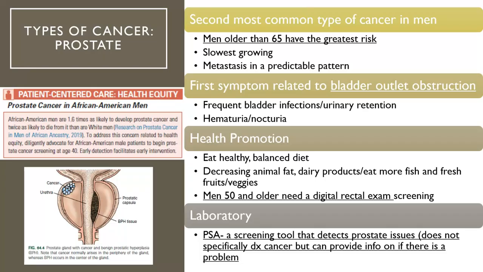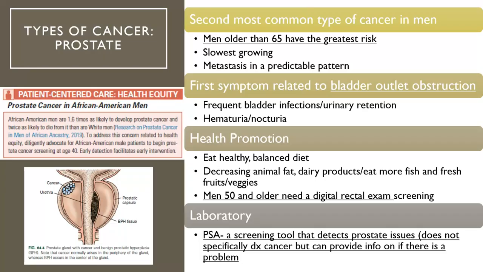Prostate cancer is the second most common type of cancer in men. Men older than 65 have the greatest risk. It is slow growing. Metastasis follows a predictable pattern. The first symptom is related to bladder obstruction. So if we look here, this is our prostate, this is our bladder, this is the urethra. As the tumor grows, it's going to push in on that urethra, and the urine that's sitting in the bladder is not going to be able to come out. So you're going to see not only the obstruction, but bladder infections, urinary retention, maybe some hematuria.